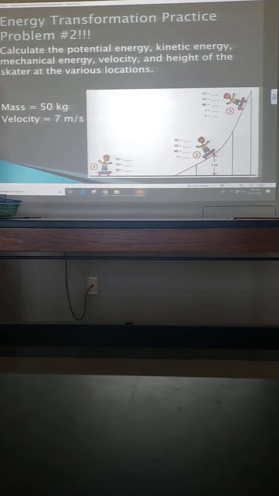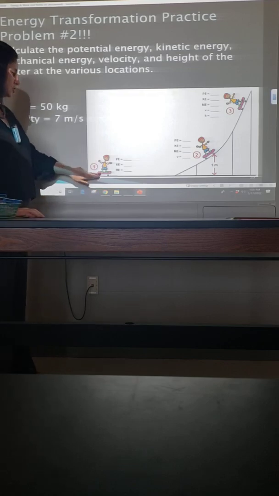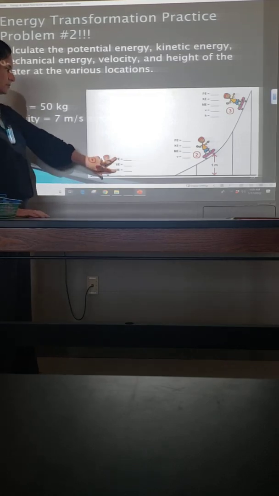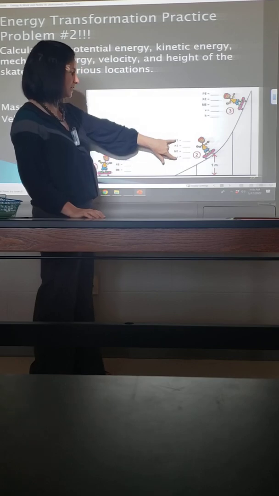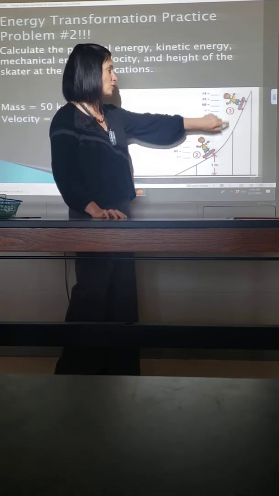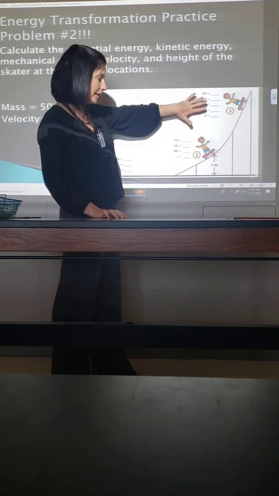It says calculate the potential energy, the kinetic energy, and the mechanical energy, which is the total mechanical, the velocity and the height of the skater at these various locations. You can see at position 1, it has these 3 blanks. At position 2, it has 4 blanks. At position 3, it has 5 blanks.